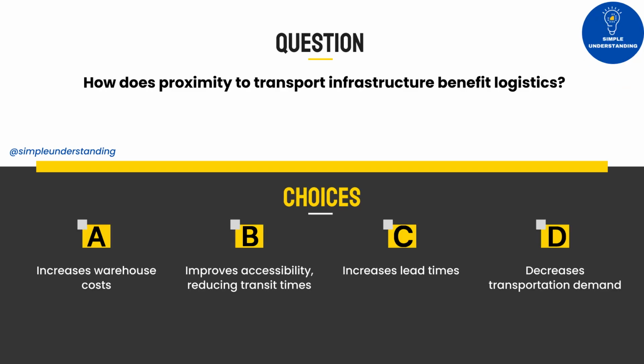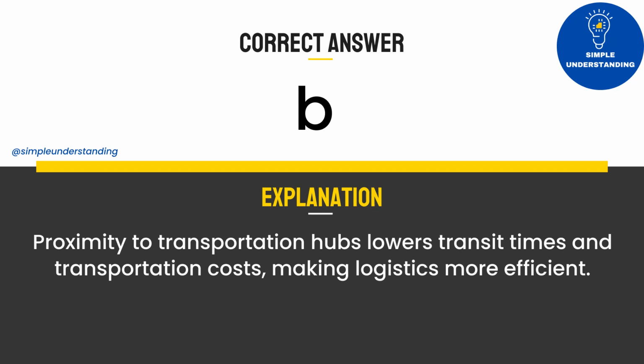5. How does proximity to transport infrastructure benefit logistics? A. Increases warehouse costs. B. Improves accessibility, reducing transit times. C. Increases lead times. D. Decreases transportation demand. Correct answer: B. Explanation: proximity to transportation hubs lowers transit times and transportation costs, making logistics more efficient.